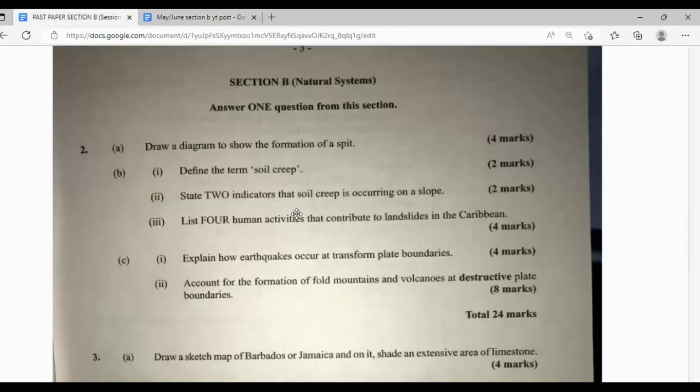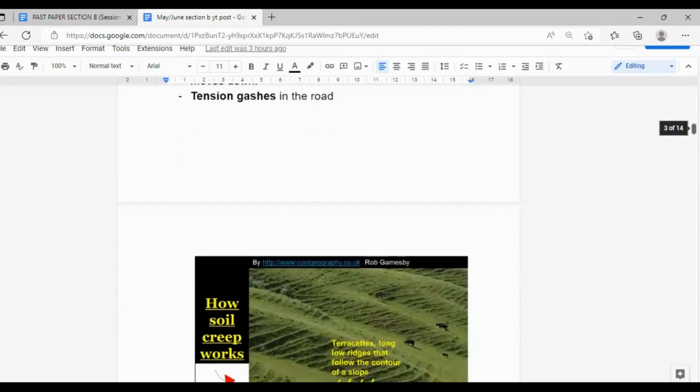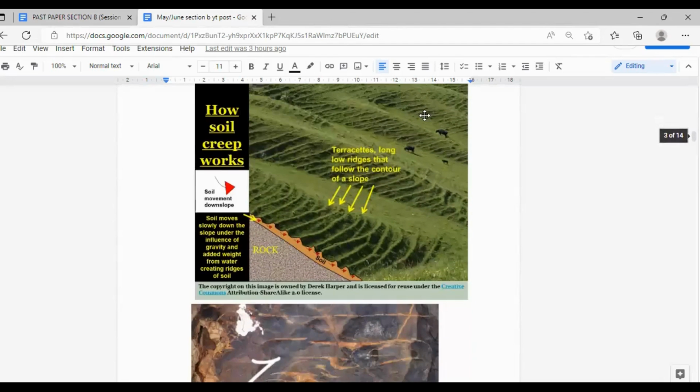So state 2 indicators that soil creep is occurring on a slope. So the first one is that terracettes can be seen. Terracettes are long, low ridges that follow the contour of a slope when the soil moves down. The second indicator is that you can see tension gashes in the road. So the first thing, the terracettes can be seen. Terracettes, as we read by the definition, are long, low ridges that follow the contour of a slope.